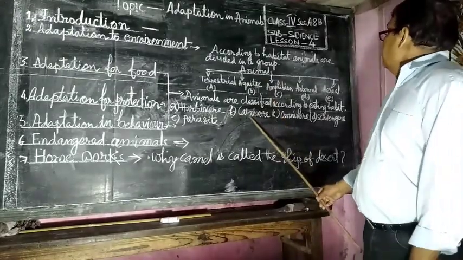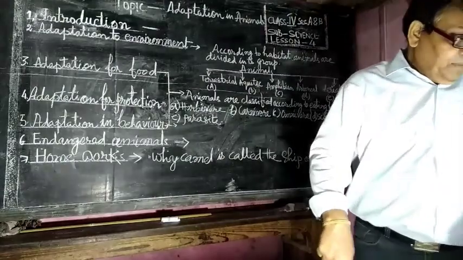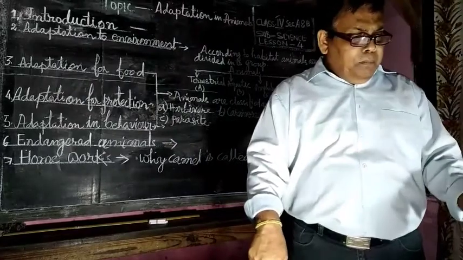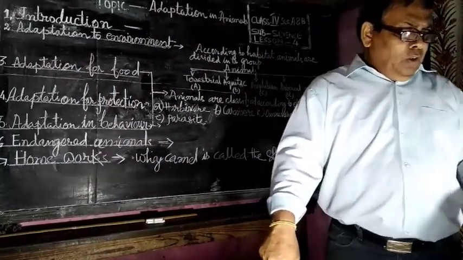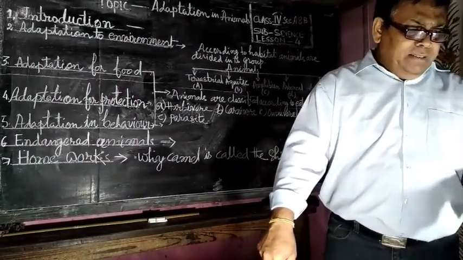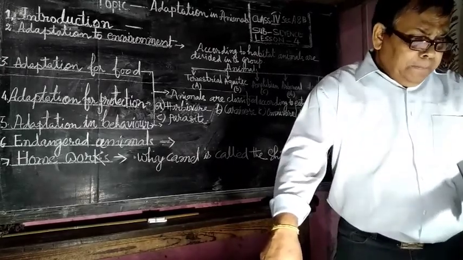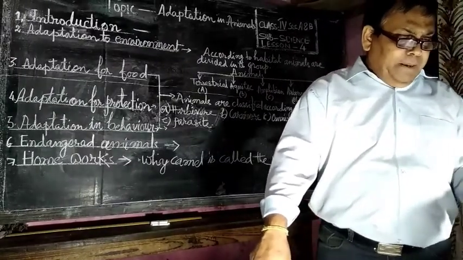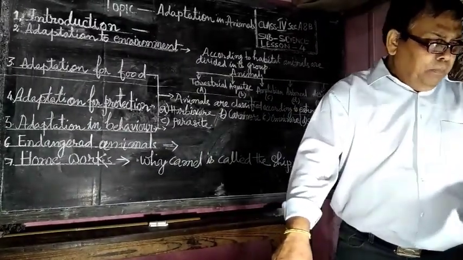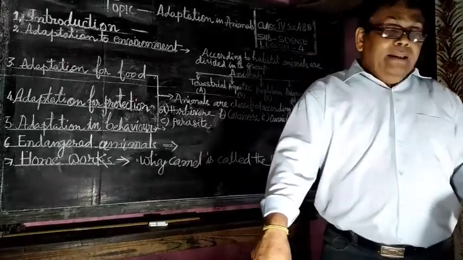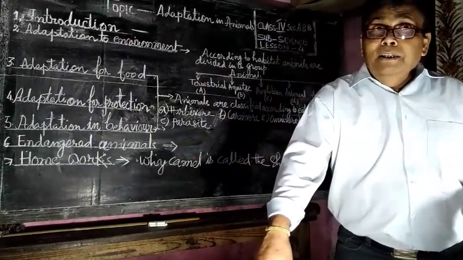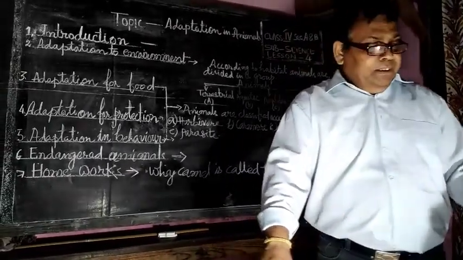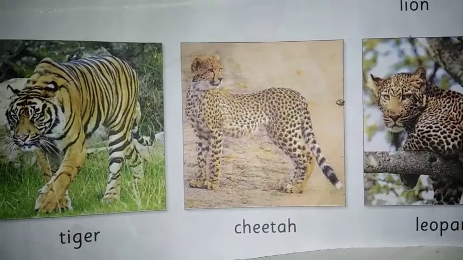Now we will discuss carnivores. Flesh-eating animals are called carnivores. Most carnivores have a pair of long pointed sharp teeth in the front for hunting and tearing out the flesh of their prey. For example, lion, tiger, leopard, and wolves, etc. are carnivores. They live on flesh or meat. See the picture.